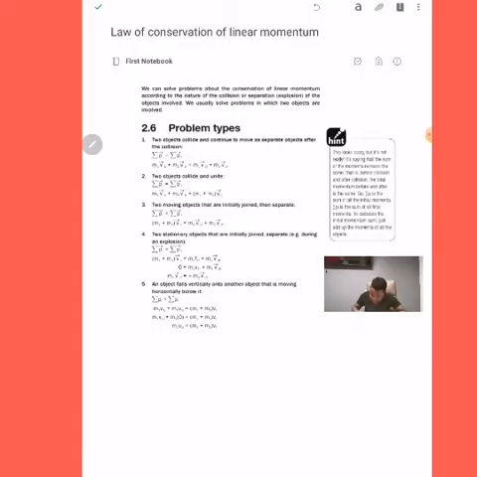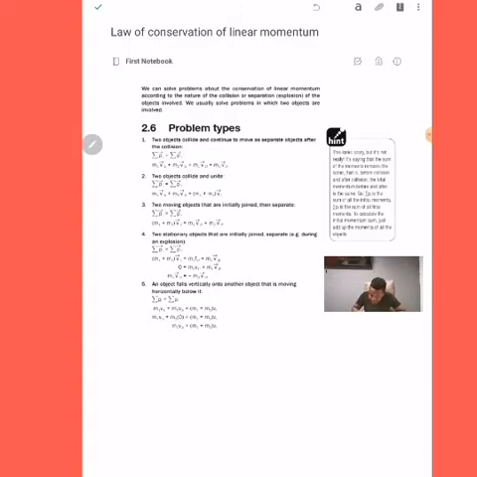Today we will be on physical sciences. We are doing the law of conservation of linear momentum. So let us first state the law of conservation of linear momentum as our starting point.